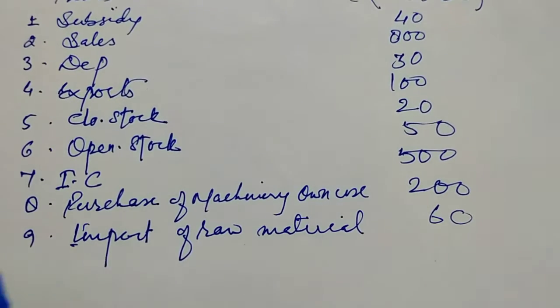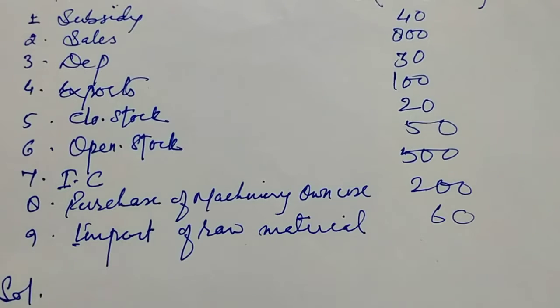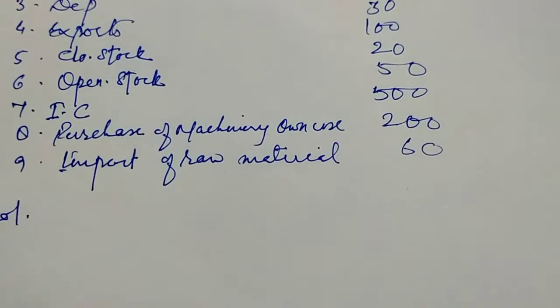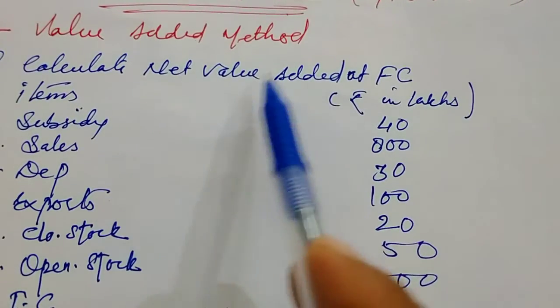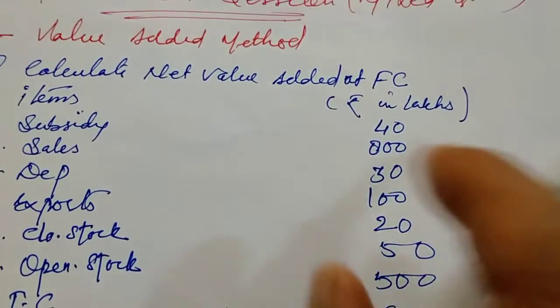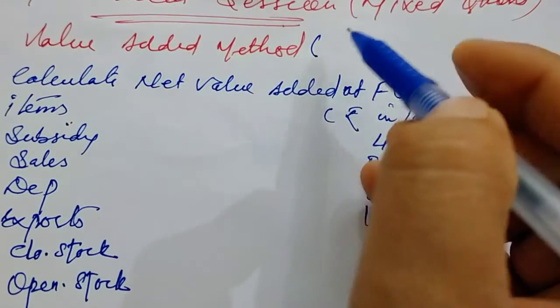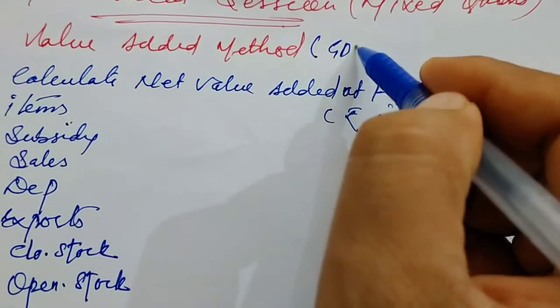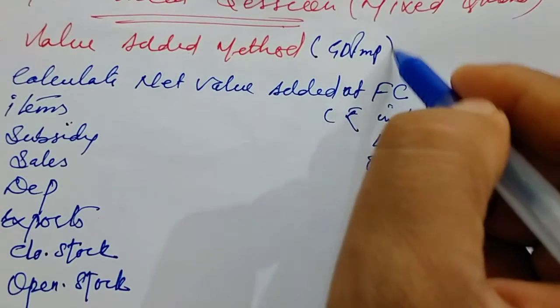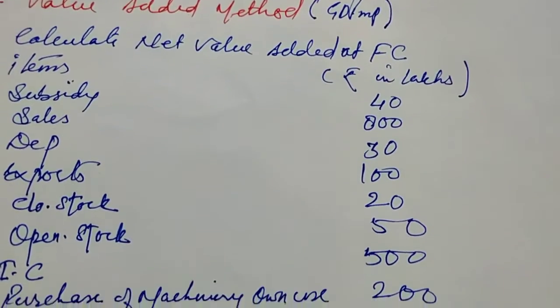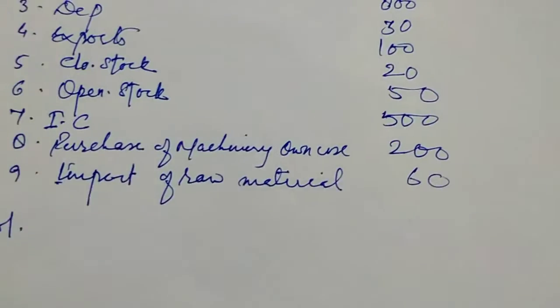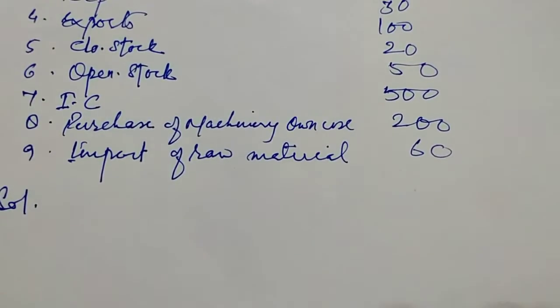So now for the solution. See the thing we need to find out: net value added at factor cost. Value added method is denoted as GDP-MP. So children, first of all we need to calculate GDP-MP. Later on we will balance the value.